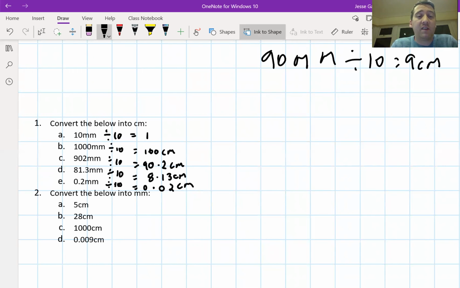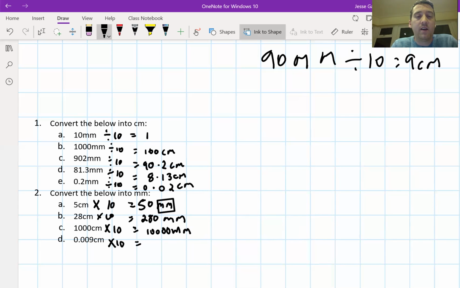Okay, so you've got 5 centimeters and we want to convert to millimeters. So if we're going to be more in the answer, we're always going to be multiplying. So multiplying by 10, 5 by 10, 50 millimeters. So the units changed. I now have millimeters, not centimeters. 28 by 10 is equal to 280 millimeters. 1000 by 10 is equal to 10,000 millimeters. And the last one, 0.009 centimeters by 10 is equal to 0.09 millimeters.